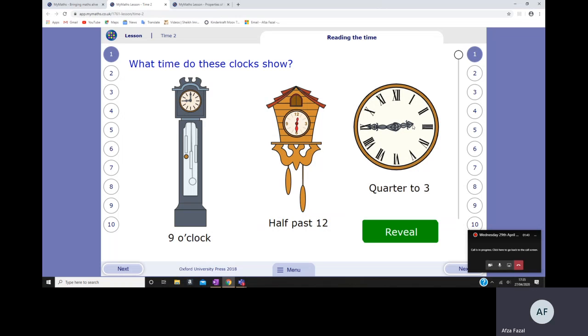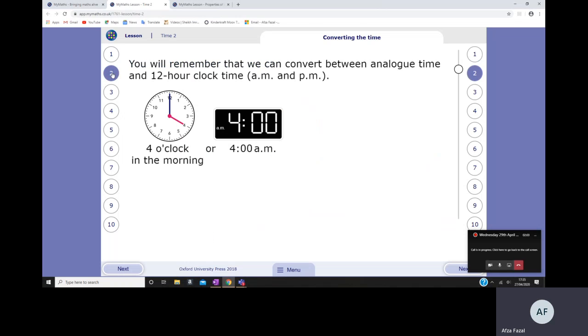2:45. This one, the hour hand, the smaller one, is in between 2 and 3. It hasn't quite reached 3 o'clock yet. The minute handle is on the number 9, which is 45 minutes. That means there's 5, 10, 15 minutes left to be 3 o'clock. So it's 2:45.